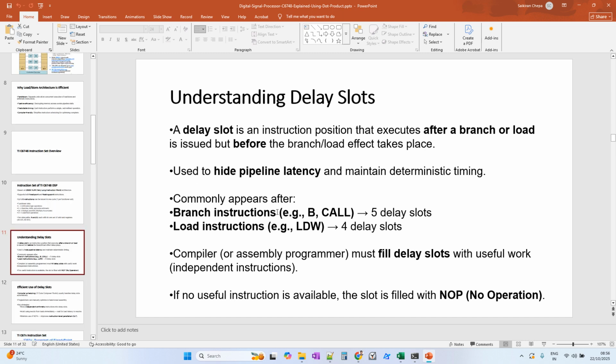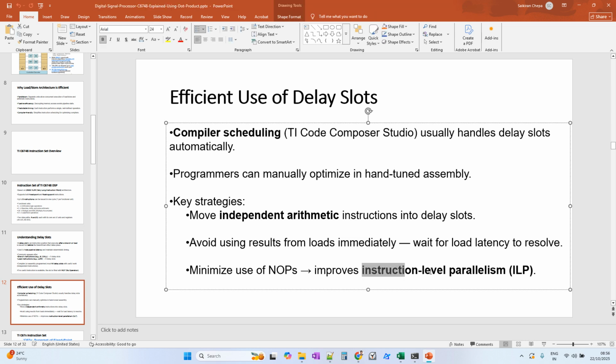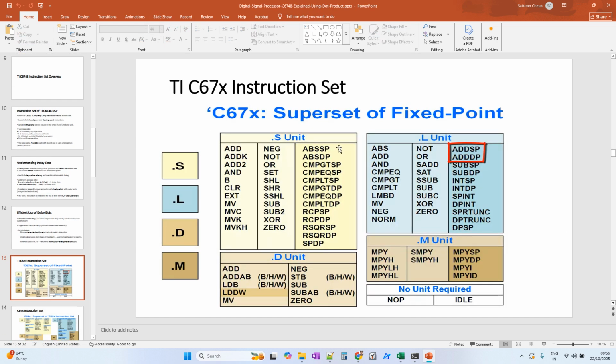So next, that's what I told you, instruction parallelism improves performance. If you want to use it efficiently, then you have to go for this. This is the instruction set of C6x7. If you see here, this instruction is for single precision add, and this is double precision. DP means double precision, and single precision means float. This is for adding double values. So floating point instructions are also there, and fixed point instructions are also there.